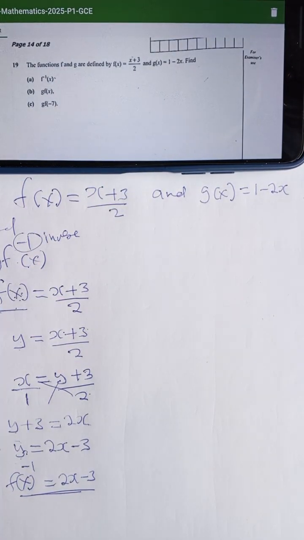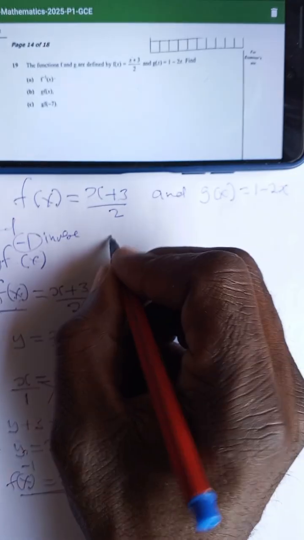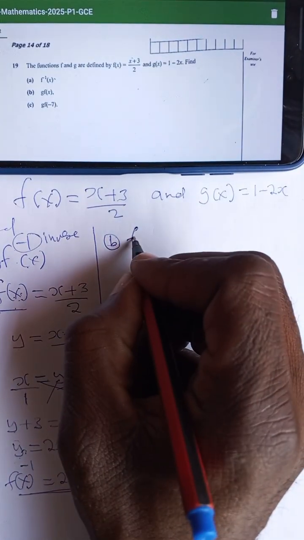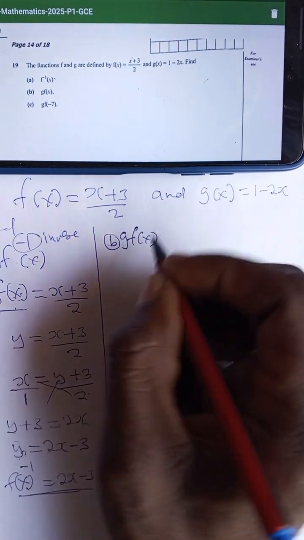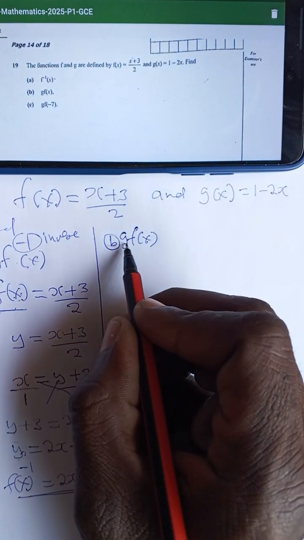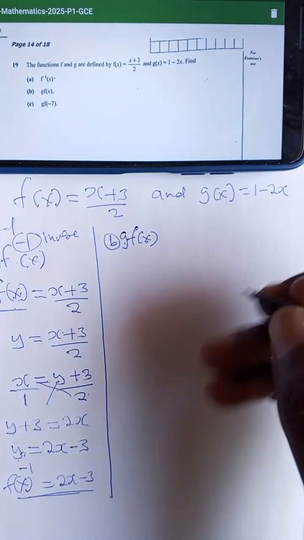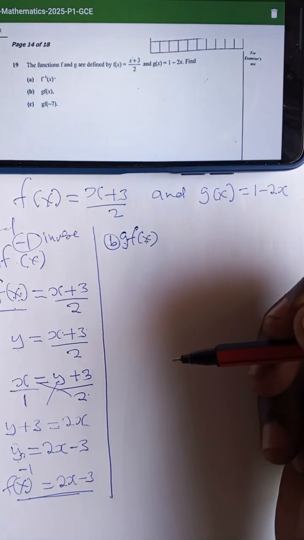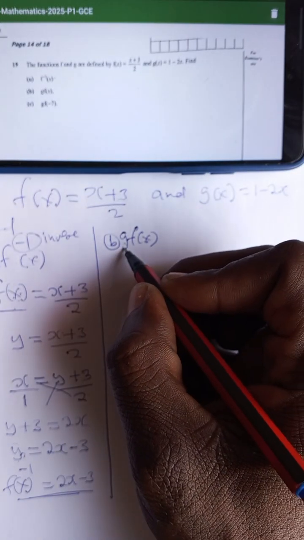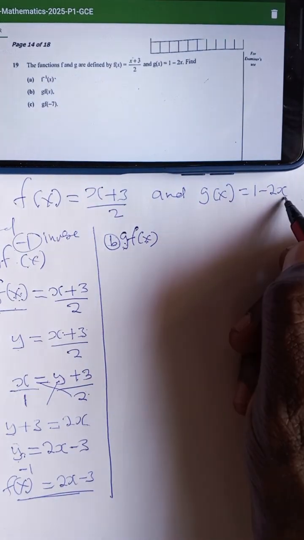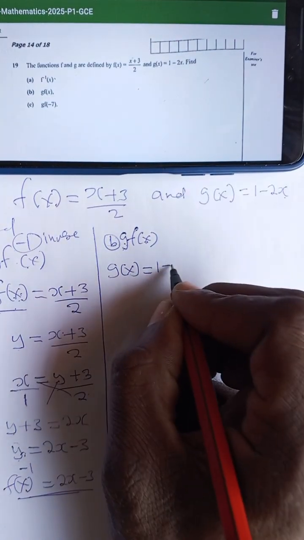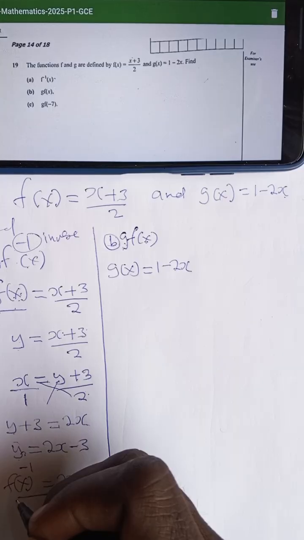Now, without wasting time, allow me to go to question B. What are we finding? We want to find g of f of x. There is g and f, meaning this type of function is called a composite function, or combined function. So how do you handle this question? Since g is in front, we first copy the function of g, which is g of x equal to 1 minus 2x.